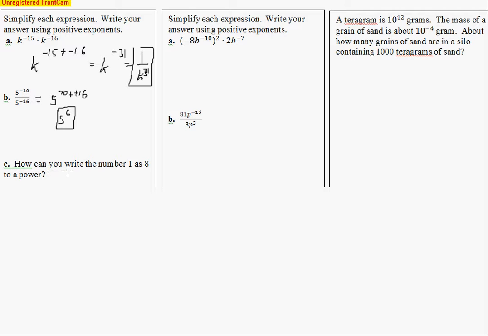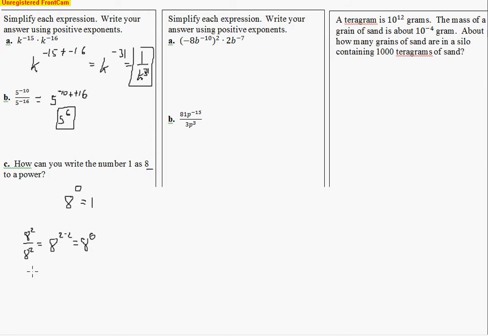The next one says, how can you write the number 1 as 8 to a power? So we've got to take 8 and write a power for that. And what that power is going to end up being is 0. So what we'll end up finding out is that any number to the 0 power is just 1. And the way it works out is if I had 8 to the second over 8 to the second, well, using that exponent rule, I would subtract the exponents. And that's how I get 8 to the 0 power.